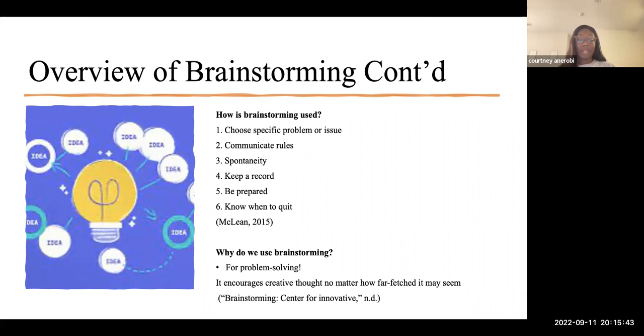Next are communication rules. These rules should be known to all participants. They should be visible to everyone. And if anyone needs clarification on them, it should be given. After communication has been established and is clear, then you can move on to spontaneity.